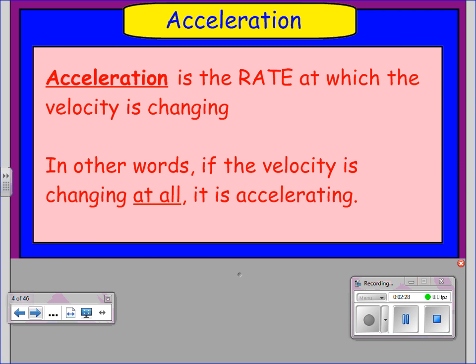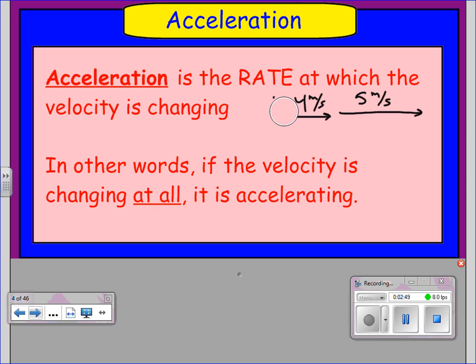Another way of thinking about it is that if velocity is changing at all, it is accelerating. For example, if I have an object that starts out going 3 meters per second, then goes to 4 meters per second, and finally goes to 5 meters per second, we can say that it is accelerating.